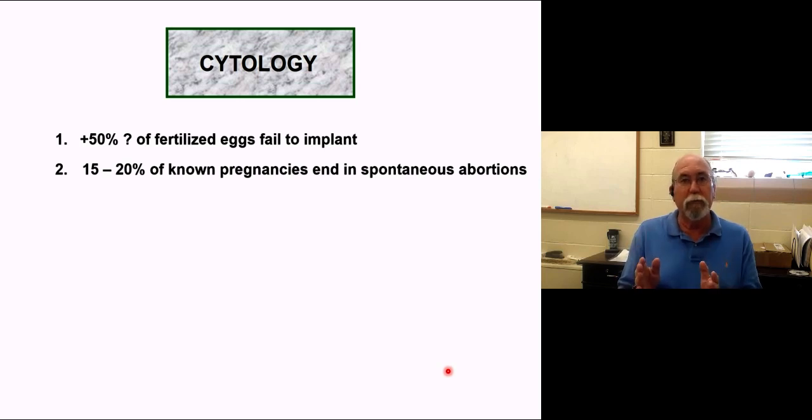Of those that do implant, so the vast majority don't even implant. Of those that do implant, so that they're there long enough to have a known pregnancy, right? So within, say, 12 weeks or so, first trimester. The estimates vary, but somewhere between 15 to 20%, all the way up to 31% of these known pregnancies will end in what are known as spontaneous abortions, known as miscarriages, right?